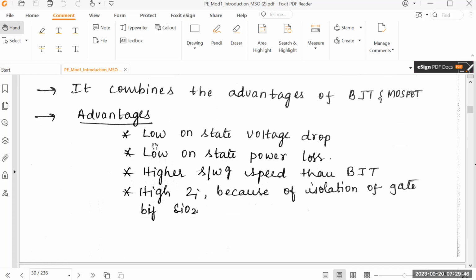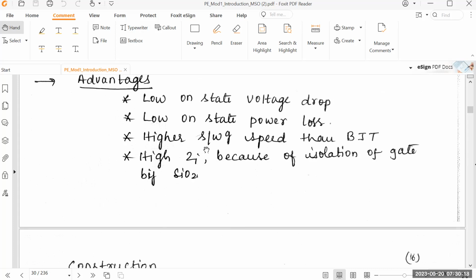So let us see the advantages now. First one, it has a low on-state voltage drop. The voltage drop will be very less. Then the second one, if the voltage drop is less, then definitely the power loss also will be less. Why? Because we have studied one formula, P equal to VI, which means the power is directly proportional to the voltage. And we have studied many other formulas like P equal to I square R. So once the voltage drop is less, then the power loss also will be less.